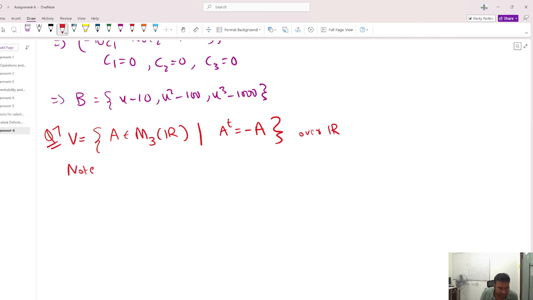So note 1. Is the 0 matrix there? What is the transpose of the 0 matrix? 0 only, right? So the 0 matrix belongs to B. Note 2. So it's non-empty.